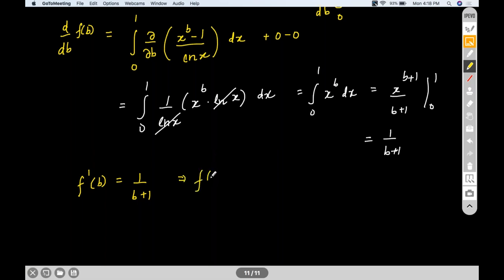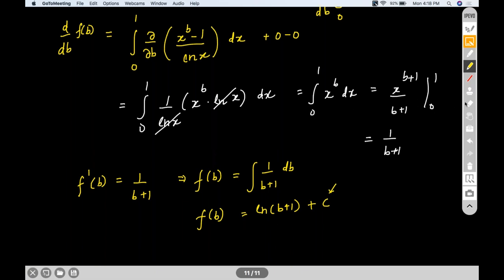So for f of b, you would say, hey, it is simple. I can just integrate this with respect to b. Which is nothing but ln of b plus 1. Now I'm writing b plus 1 because I know b is positive. I don't need to put a mod around it. But remember to put a constant of integration. Many of you would forget this constant of integration, which is going to cost you dearly. So don't forget that constant of integration.